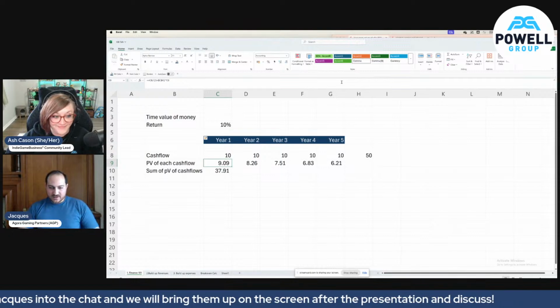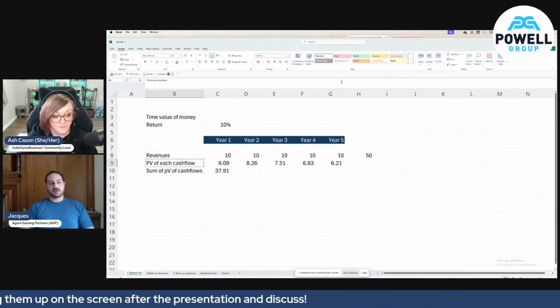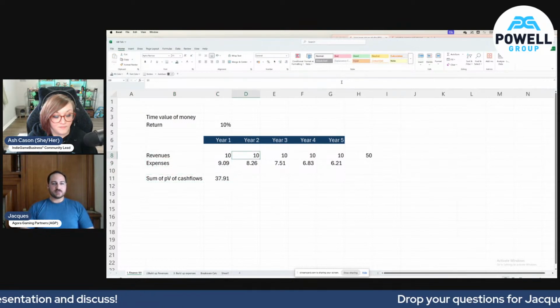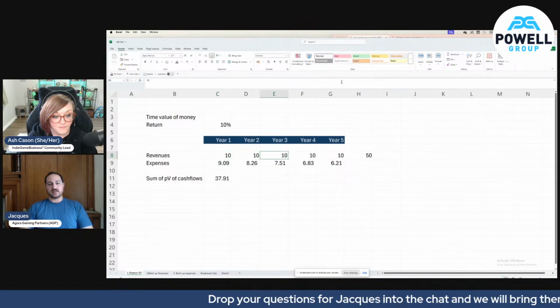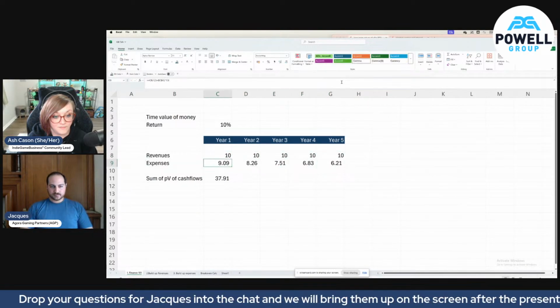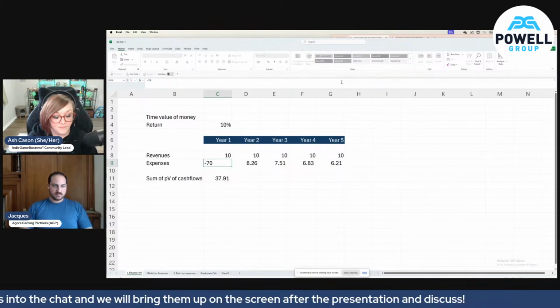Now, why is this interesting? Because these cash flows can represent something else: revenues and expenses. So let's say we have a business that's making $10 a year over the next 5 years only, and they pay their employees $7.